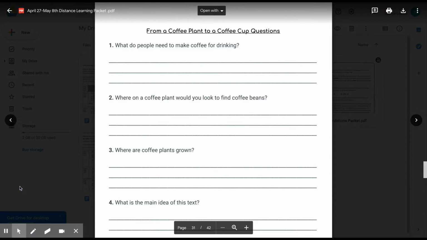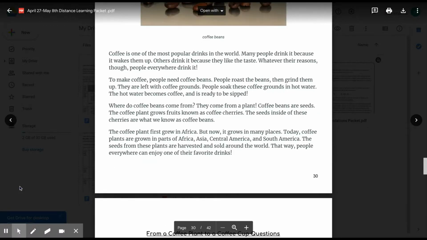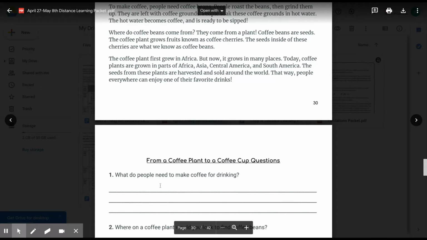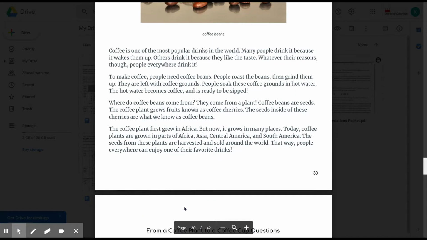From a Coffee Plant to a Coffee Cup questions. Question 1. What do people need to make coffee for drinking? Let's go back up to the text. Do you see where it explains what people need to make coffee? Let's look for the key words need and make. Do you see the words need or make anywhere?